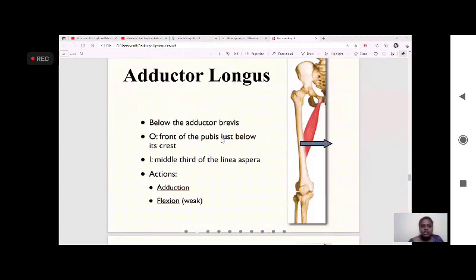Adductor longus arises below the adductor brevis, from the superior ramus of the pubis, and it gets inserted into the linea aspera. Its action is adduction as well as a weak flexor. Next.